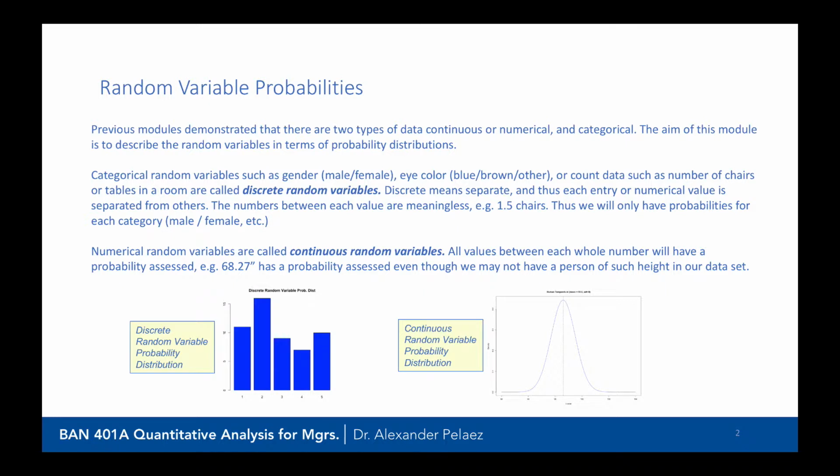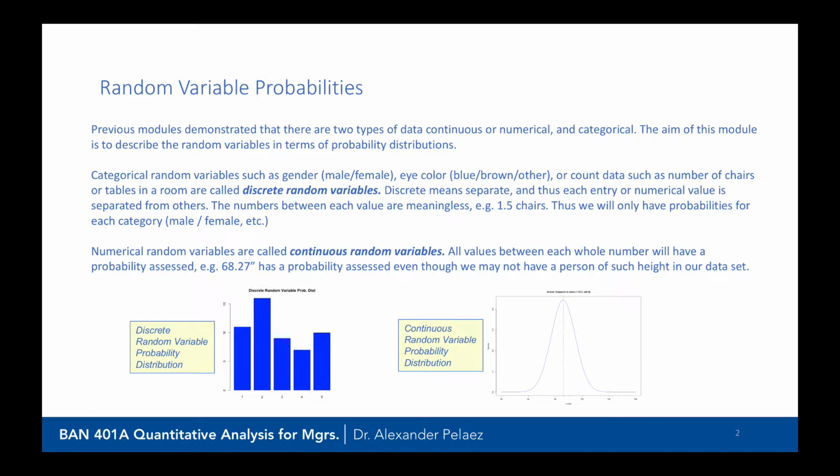In previous models, we had shown that there are two types of data, continuous or numerical data, as well as categorical data. The aim of this module is to describe random variables in terms of these probability distributions. Categorical random variables, such as gender and eye color, or other count data, such as number of chairs or tables in a room, are called discrete random variables.